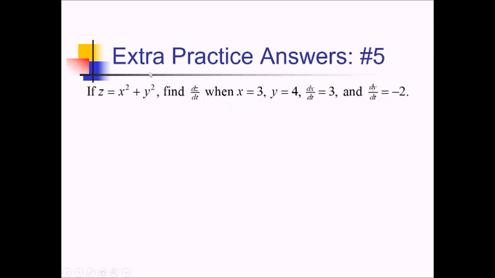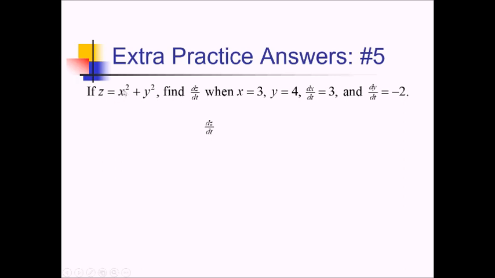On this one, we're given the equation z equals x squared plus y squared, and we want to find dz over dt given all this other information. Since we have multiple rates of change involved, we're going to set it up like a related rates problem, where we differentiate everything with respect to time. The derivative of z is dz over dt. That's actually what we're looking for.